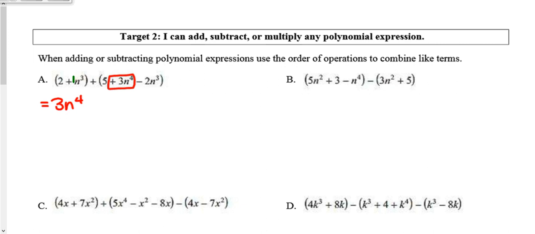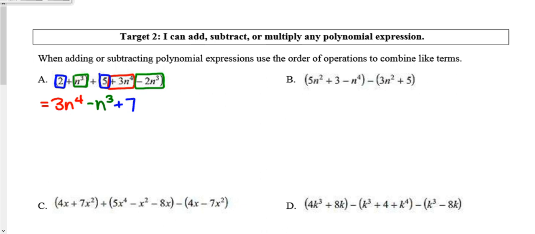And then I'm going to look for anything with n to the third. So I have 1n to the third minus 2n to the third, so that would be negative 1n to the third. And then our constant terms, we have a 2 and a 5, so that would be plus 7. And I actually can't combine this anymore, so my final answer is that.